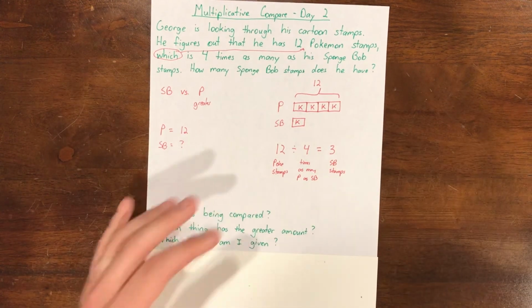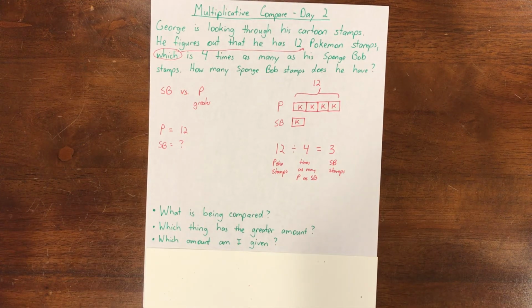Oh, great. So, why did division make sense as an operation to use to solve this problem? Say it out loud. Okay, so division makes sense because we were given the larger amount and we had to figure out an unknown that was smaller than what we were given.